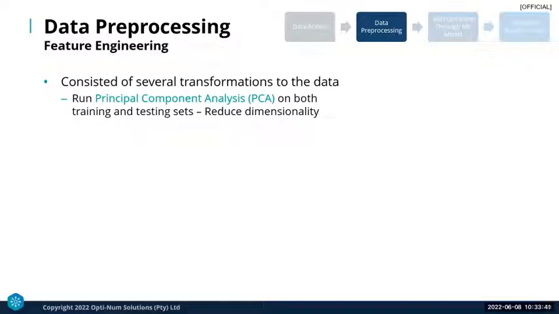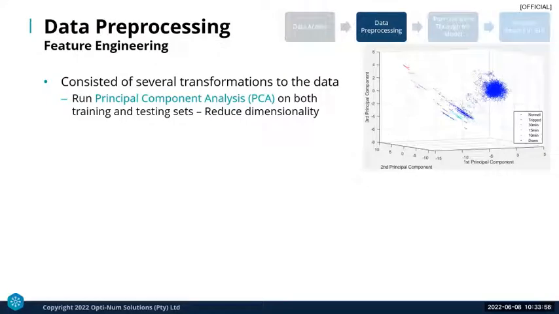So next up, we did a principal component analysis on both the training and the testing sets. This did a number of things. It reduced the dimensionality, which allowed us to visualize what the data looked like. If we plot those first three principal components, we can take a look at them in the principal component space. And what we can see here was quite a revelation and formed the backbone of the project.